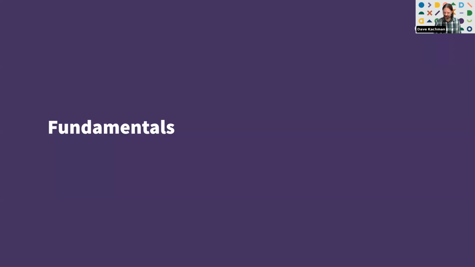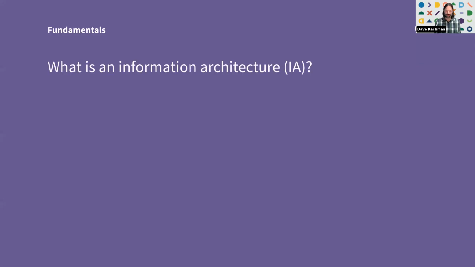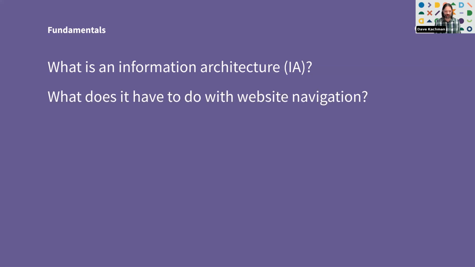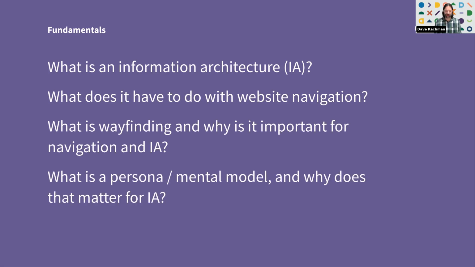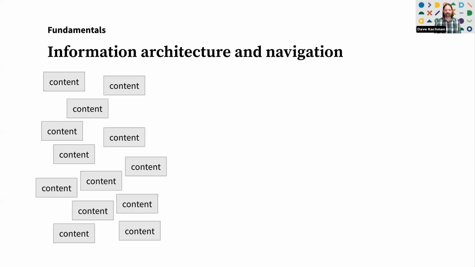But before that, I'll go through a couple of fundamentals, because some of the terminology we talk about within this topic can be a little challenging to learn at the start. So we'll go through some groundwork here. What is an information architecture? You'll often hear me refer to it as an IA for short. What does it have to do with website navigation? What is wayfinding and why is it important for navigation in IA? And what's a persona or mental model and why does that matter for an IA?